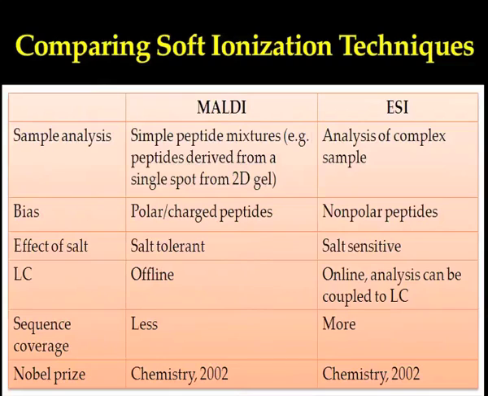Let's have a comparison between MALDI and Electrospray ionization and discuss their pros and cons, which can be used for the analysis of different types of protein samples. In MALDI, the sample analysis is for the simple peptide mixture, whereas in ESI, it can be used for the analysis of complex samples.